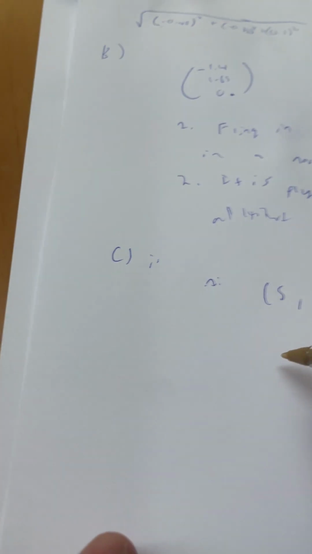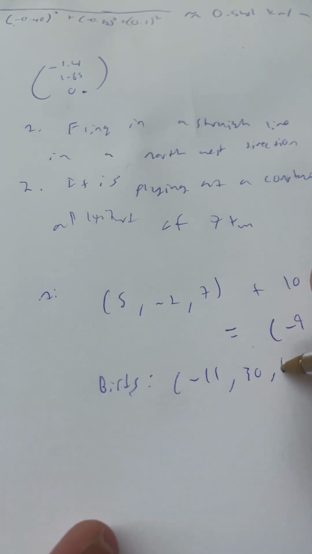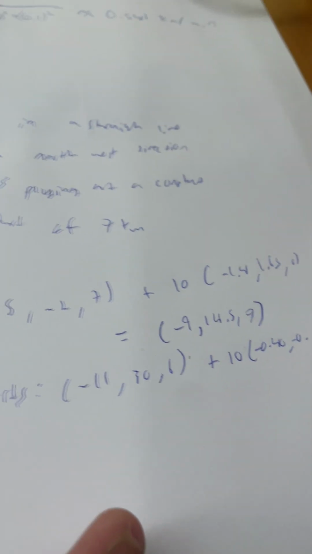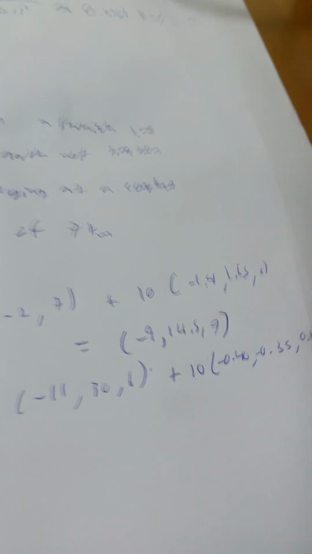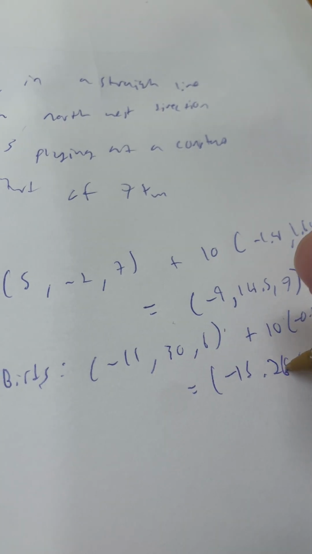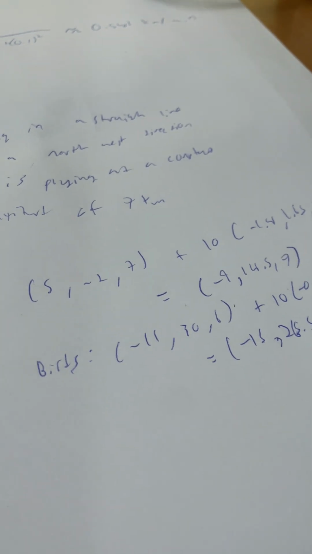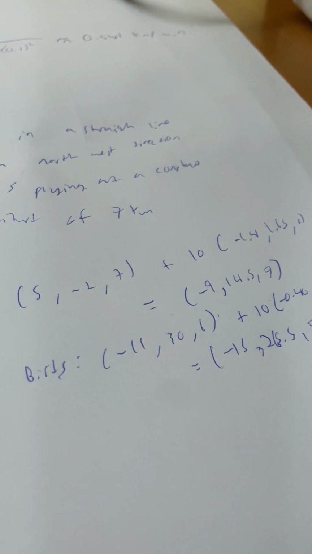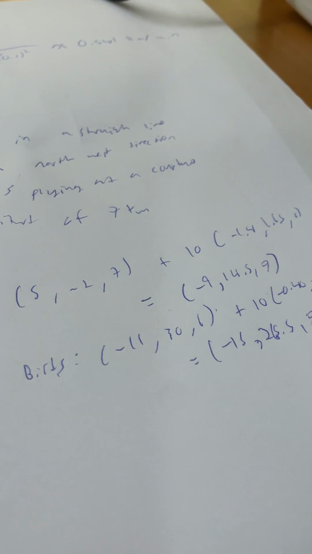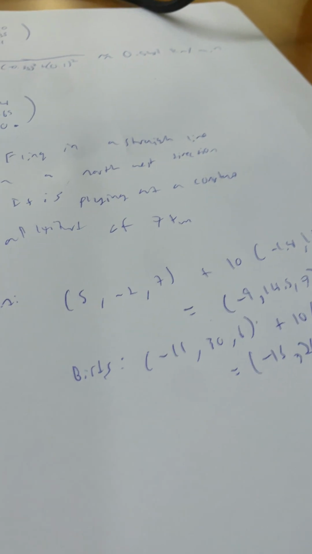And then for the birds, I did negative 11, 36, and then plug in the 10, negative 0.40, negative 0.35, and 0.1, and that would equal negative 15, 26.5, and 7. So both are at an altitude of 7, which is confirmed, but the x coordinates are negative 9 and negative 15, and the y coordinates are 14.5 and 26.5. Because those are completely different, they have different horizontal positions, so they are not at the same point in space at t equals 10, and so that means there's no collision.